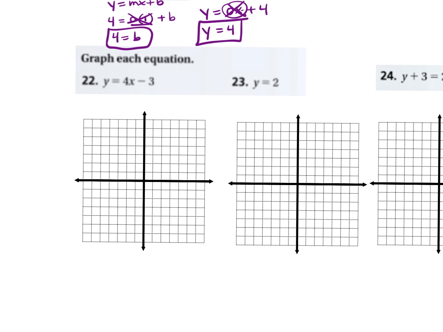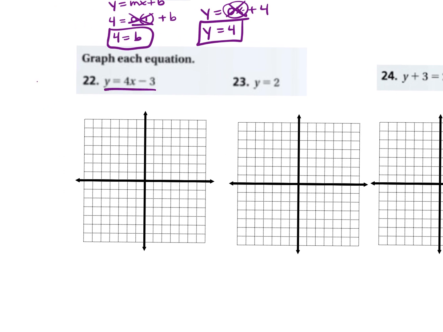Okay, then it says graph each equation. So this is slope-intercept form. You are going to go down 3, 1, 2, 3, and then a slope of 4. So up 4 over 1. And that's going to be your point. And then I would do it again. 1, 2, 3, 4 up over 1 will get you this line. Okay. Second one, y equals 2. That's a horizontal line at 2. So y equals 2 is this line right here.